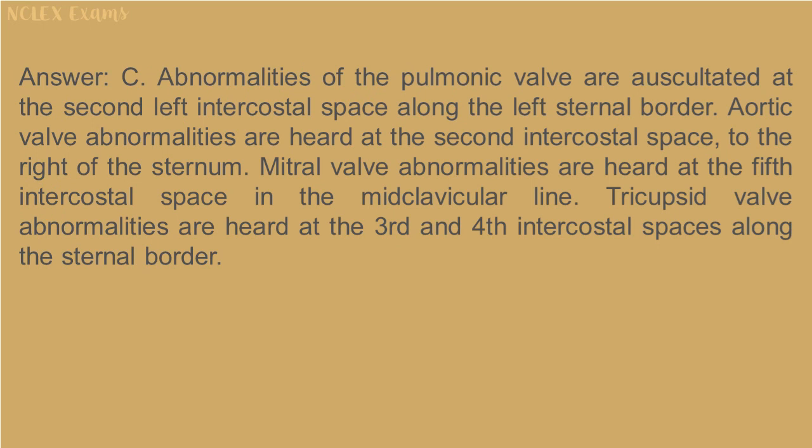Answer C. Abnormalities of the pulmonic valve are auscultated at the second left intercostal space along the left sternal border. Aortic valve abnormalities are heard at the second intercostal space, to the right of the sternum. Mitral valve abnormalities are heard at the fifth intercostal space in the midclavicular line. Tricuspid valve abnormalities are heard at the third and fourth intercostal spaces along the sternal border.